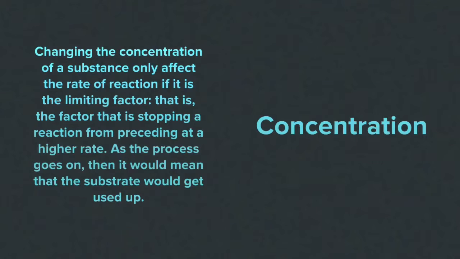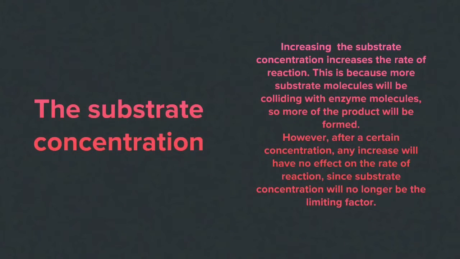Changing the concentration of a substrate can only affect the rate of reaction if it is a limiting factor. That is, the factor that is stopping a reaction from proceeding at a higher rate. As the process goes on, the substrate will get used up. Increasing substrate concentration increases the rate of reaction. This is because more substrate molecules will be colliding with enzyme molecules, so more of the product will be formed.